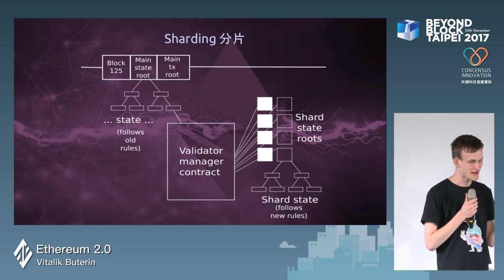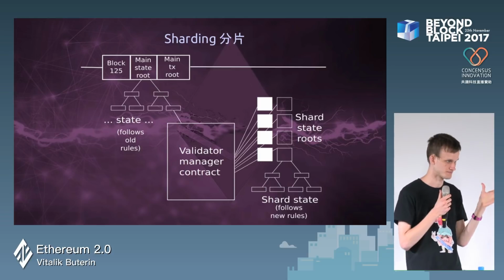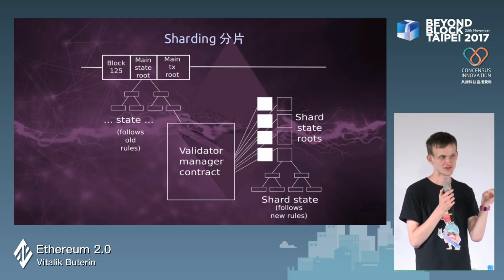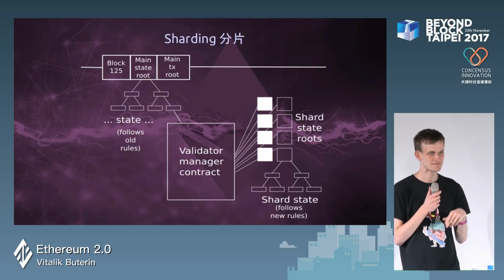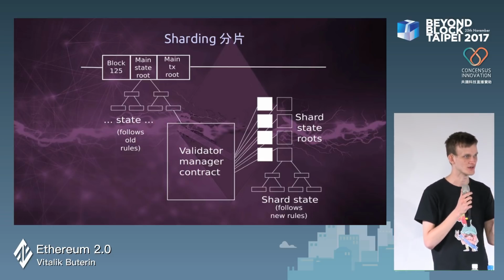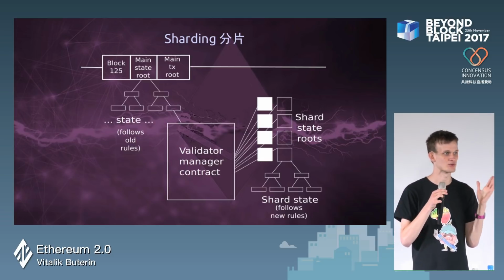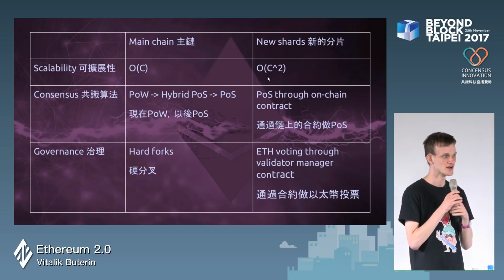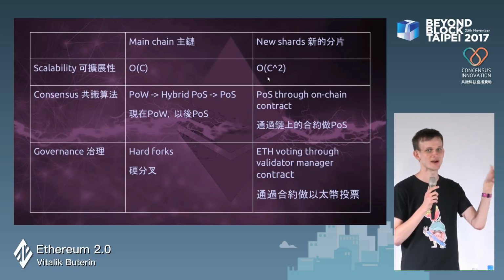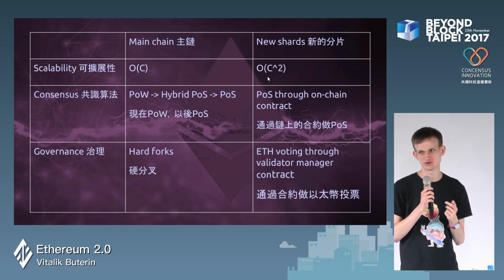So the capacity of each individual shard is also limited to O of C. The number of shards is proportional to the computing power of one node, and the amount that can be processed by each shard is proportional to the computing power of one node. And so the capacity of the whole thing is O of C squared. It goes up quadratically with the computing power of one node.